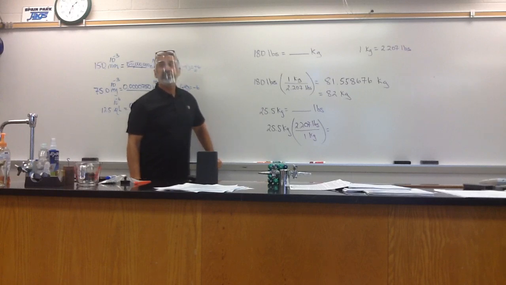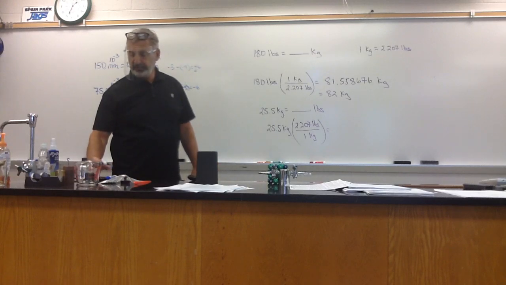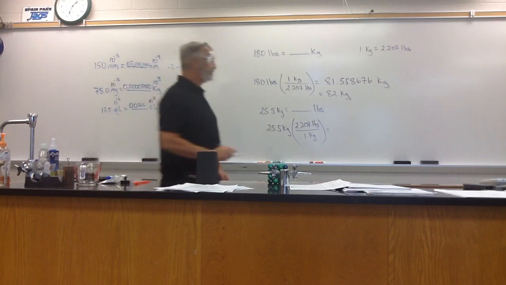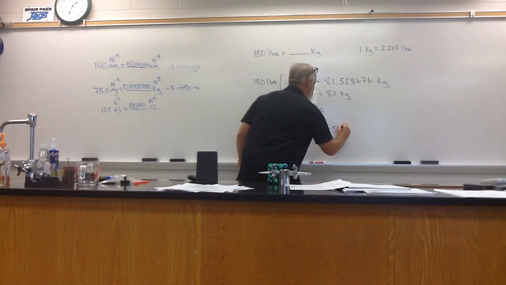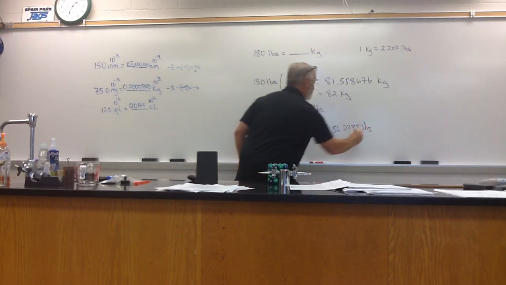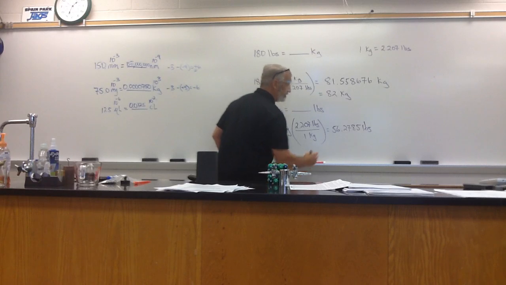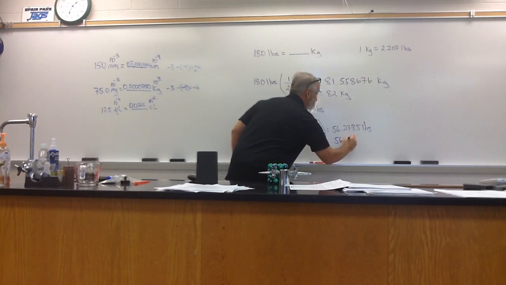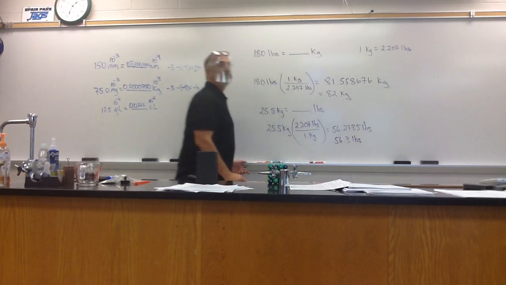Now, how many sig figs should our answer have in this one? 3. So 25.5 times 2.207 comes out to 56.2785. So what's that going to round to? 56.3. And we're always going to put a label on it.